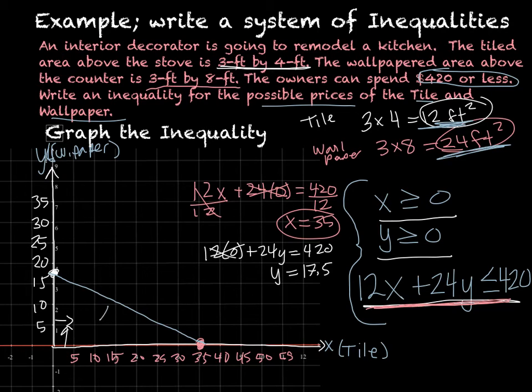And it has to be less than that. They cannot spend more than that. So my intersection is right there. And that's your final answer.